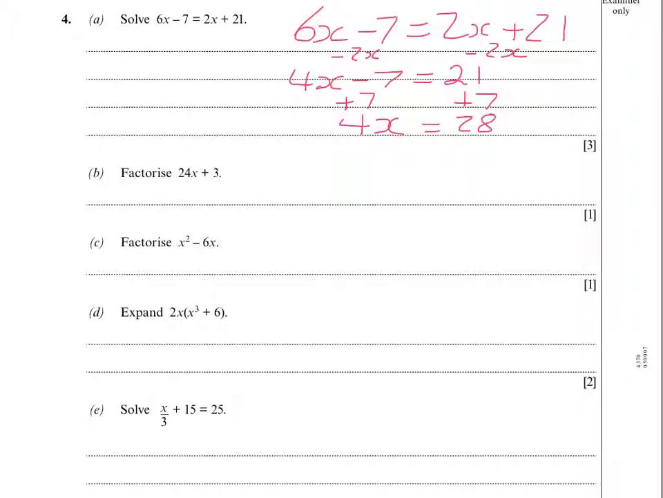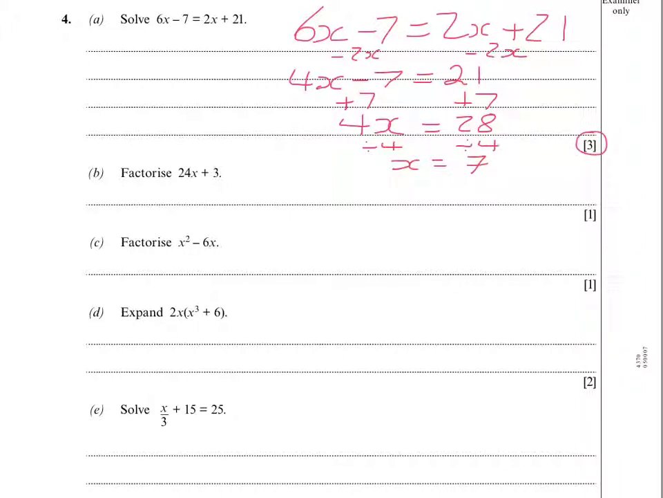Now, what is the 4 doing to the x? What is it that's in the way? Well, we know that in algebra, if we've got a number next to a letter, it's multiplying. So 4 times x is 28, so I'm going to do the opposite. I'm going to divide by 4, and remember I need to do that to both sides. So 28 divided by 4 gives me 7. So that's your 3 marks.